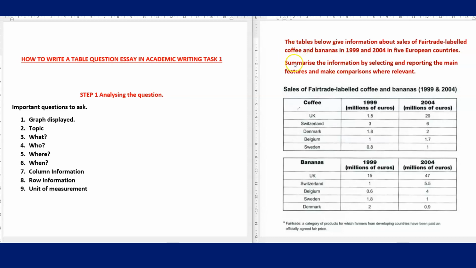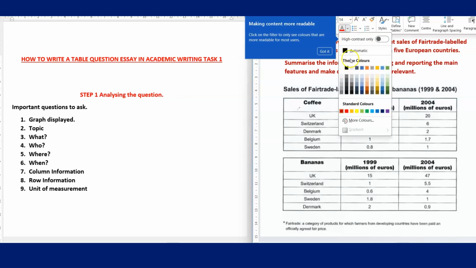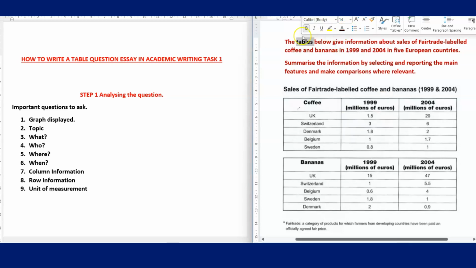Remember that. Let's read the first sentence. The first sentence states that the tables, so we know that it's dealing with 2 different tables here, the first one and the second one. The tables below give information about sales of fair trade labeled coffee and bananas in 1999 and 2004 in 5 European countries.